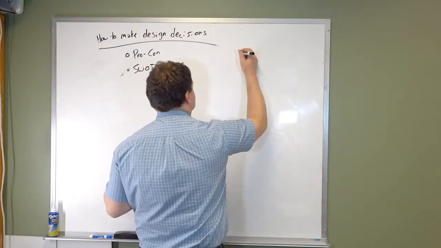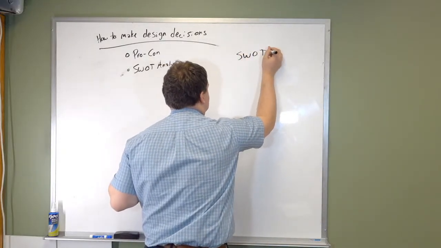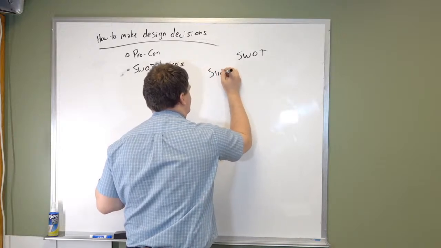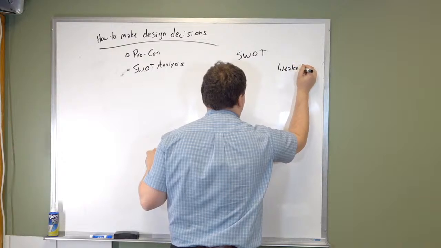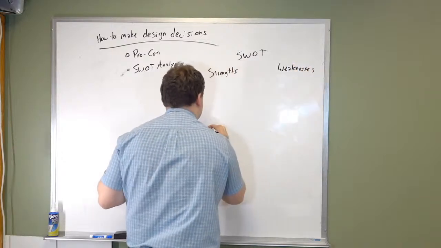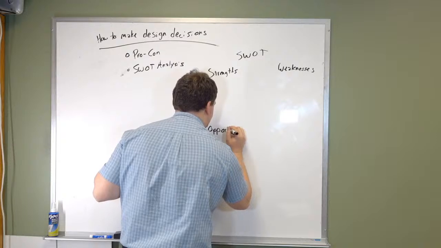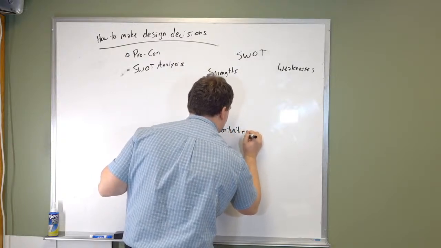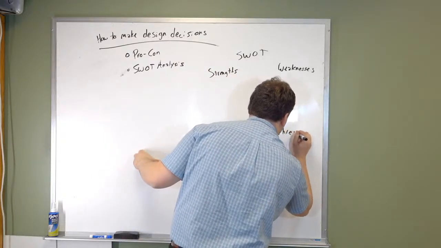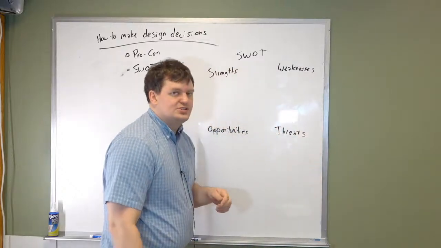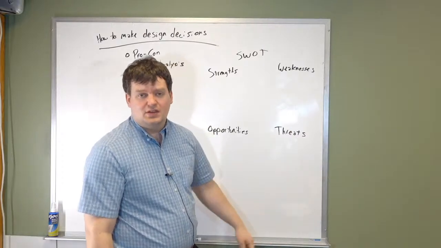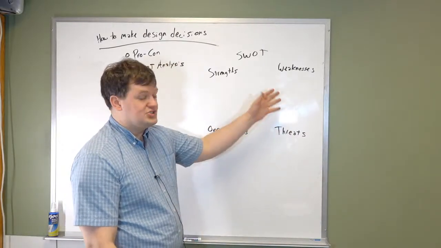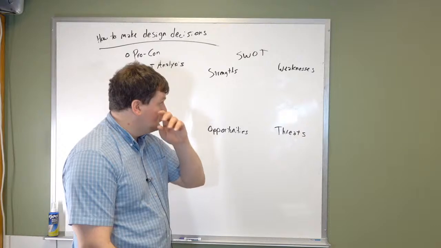So the SWOT analysis, SWOT analysis stands for strengths, weaknesses, opportunities, and threats. Okay, a little bit more than just a pro-con. You could say that this side is pros and this kind of side is cons. But there's a little bit more to cons than just drawback.